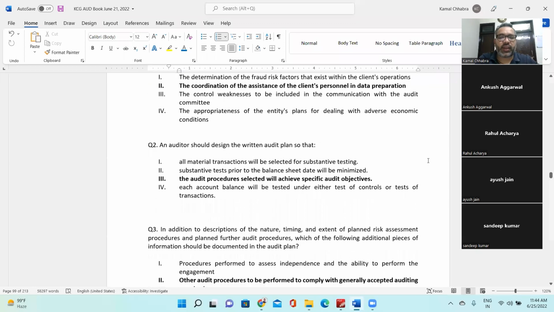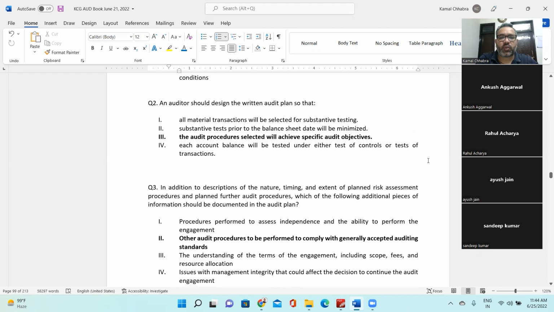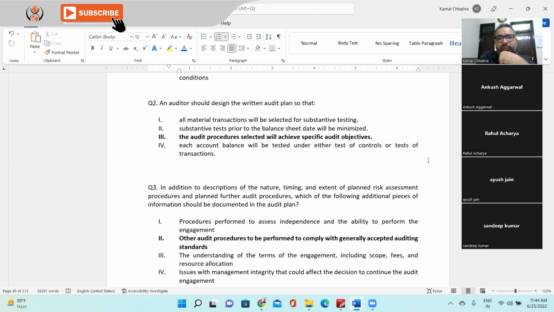An auditor should design the written audit plan so that: why does an auditor design a written audit plan? All material transactions will be selected for substantive testing. Substantive tests prior to the balance sheet date will be minimized. Audit procedures selected will achieve specific audit objectives. Each account balance will be tested under either test of control or test of detail. Why should the auditor design a written audit plan? What is the objective of an audit plan basically? So, to achieve the audit objective.